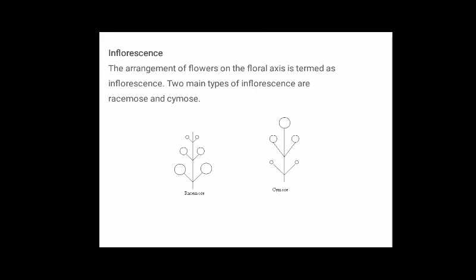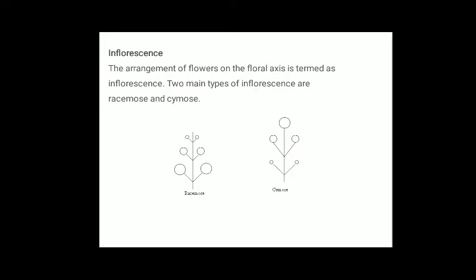Then we have inflorescence. Inflorescence is the arrangement of flowers on the floral axis. Inflorescence is mainly of two categories: racemose and cymose. In racemose inflorescence, the older flower is at the base and the younger flower is at the tip, whereas in cymose it is exactly opposite, in which the older flower is at the tip and the younger flower is at the base.